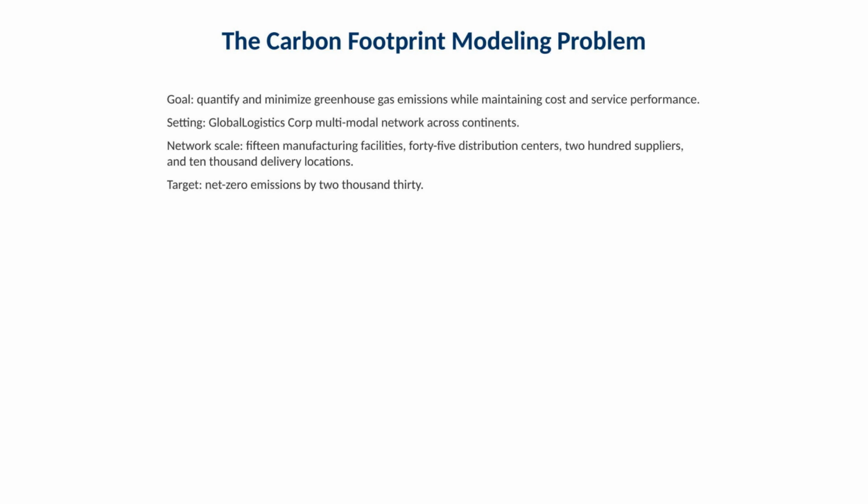In this chapter, we focus on the carbon footprint modeling problem in modern supply chains. The goal is to quantify emissions across the network and then actively reduce them without breaking cost and service constraints. Our setting is a large multimodal network, where emissions come not only from transportation, but also from facility operations and supplier activities, spanning Scope 1, Scope 2, and Scope 3 categories.